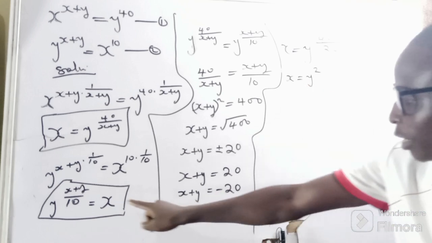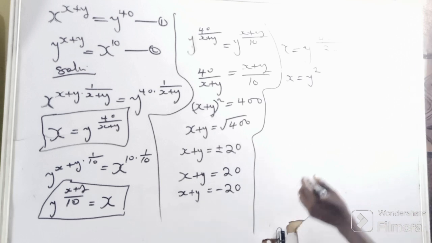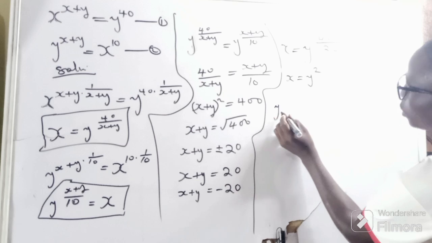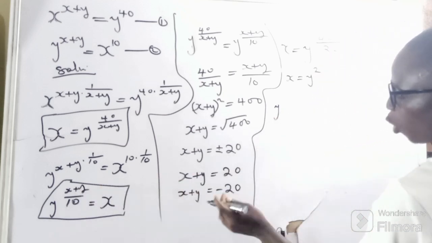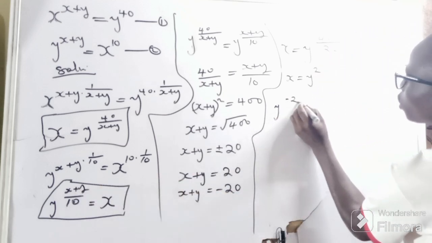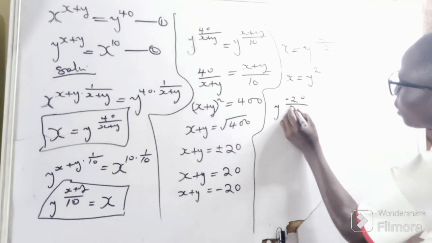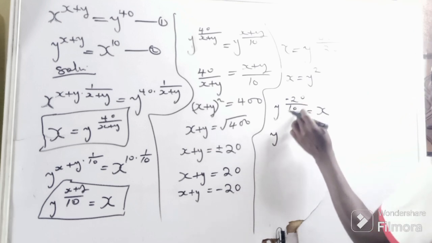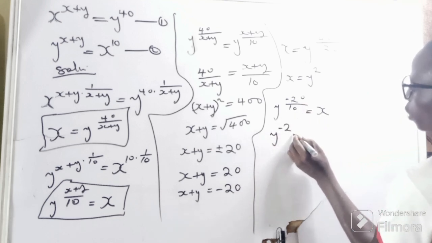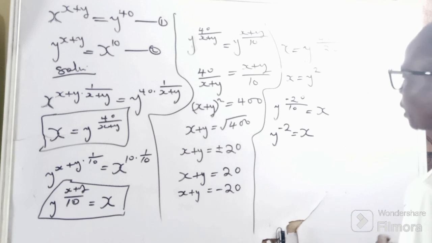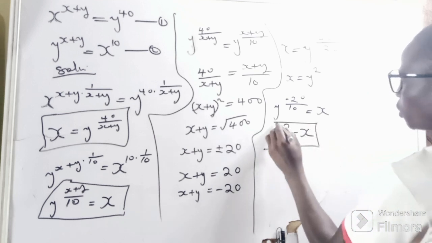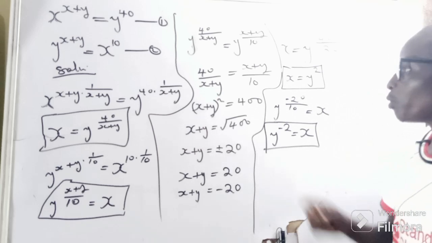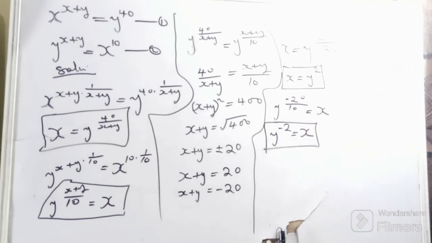So let's come to this and relate it with the second one. y to the power of, instead of this x plus y, I'll put negative 20. So minus 20 divided by 10 is equal to x. So y is equal to 20 divided by 10, which is 2. So I have negative 2 is equal to x. You can see, as it is called simultaneous equations, I'm solving this simultaneously.